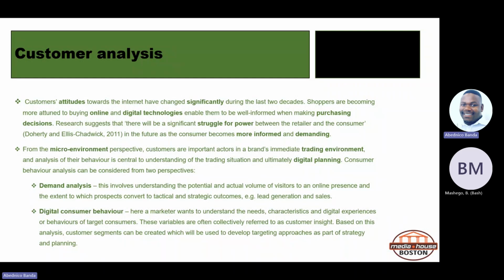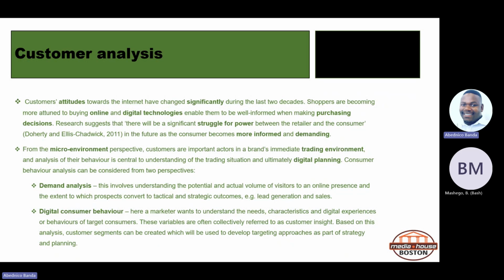So consumer behavior analysis is unpacked from two angles. The first one is demand analysis, and the second one, of course, is digital consumer behavior. Demand analysis from a digital marketing point of view, because demand can also be from a commercial point of view, but here we are talking about digital marketing. Based on the platforms, the digital assets that an organization owns or controls, you can actually see where the demand is. Takealot can actually see where the demand from an interaction point of view is.